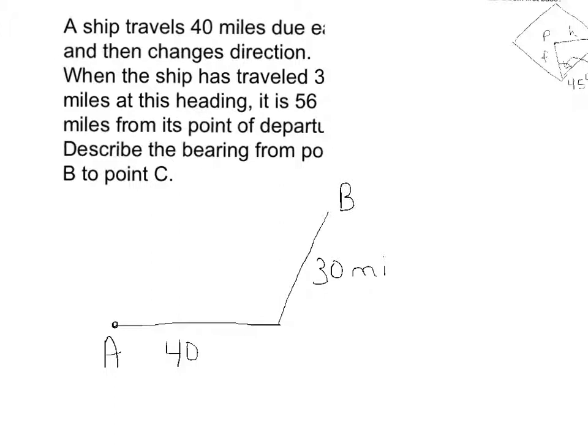And it's 56 miles from its point of departure. So this is 56. I'm sorry, I don't want this to be B. I want this to be B and this to be C. Okay, so we are 56 miles from my point of departure. And what I want is the bearing from B to C. In other words, this is the angle I'm looking for.